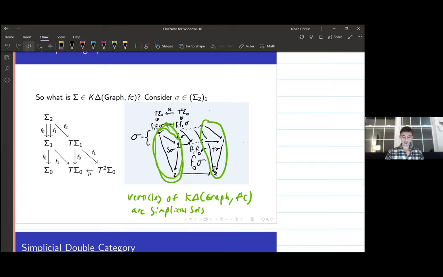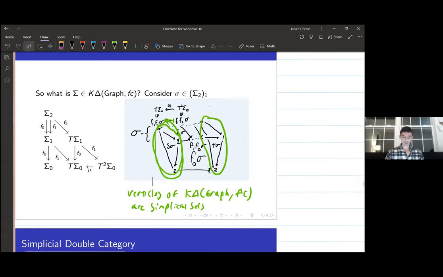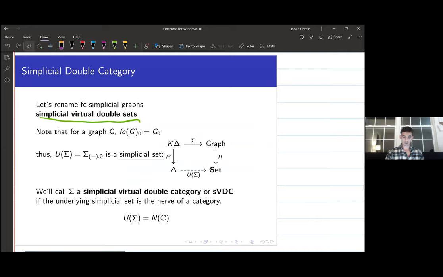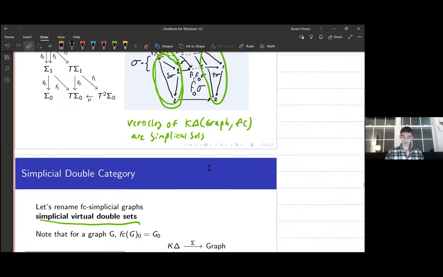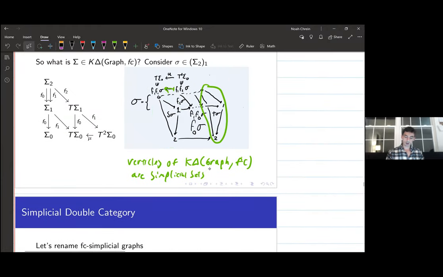And so if I want to call this general construction a simplicial virtual double set, I will call it a simplicial virtual double category if the underlying simplicial set of vertices is the nerve of some category. Okay? The reason I want to do this is that if I look up here, I want to be able to say that this is some map G, this is some map H, and this is some map H of G, and this simplex is just saying that these things compose. It's not some extra information.